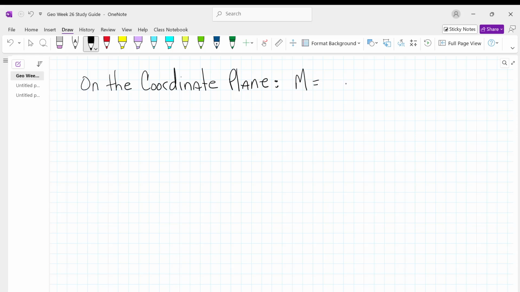we take our x sub 1 plus our x sub 2, and we divide it by 2. That gives us the x value at the midpoint. And then we take y sub 1 plus y sub 2, and we divide that by 2. And that gives us our y value at the midpoint.